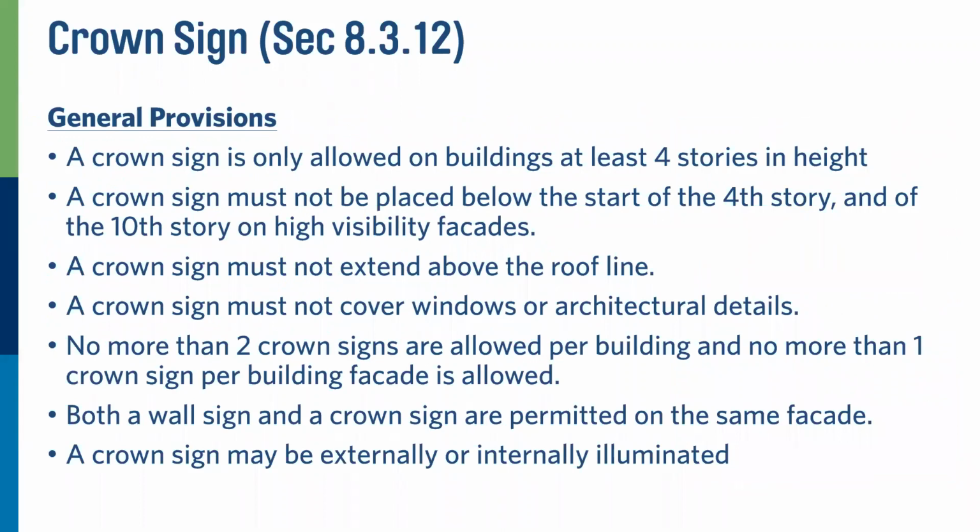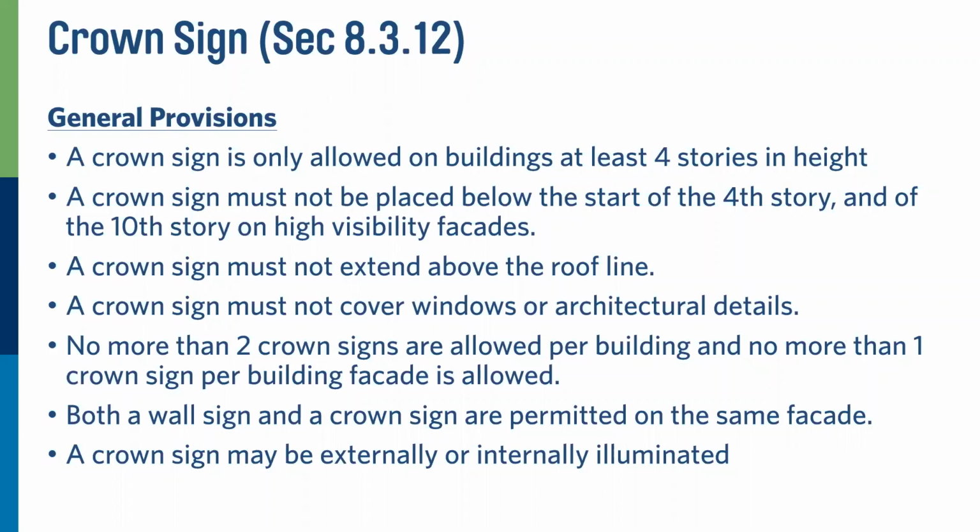So what is the crown sign at the general provisions? Well, for a crown sign, it's only allowed in buildings that are 4 stories in height. A crown sign must not be placed below the start of the 4th story, so it has to be high enough. The main reason for that is because we're allowing much larger signs, we don't want them low to the ground where everybody's going to see it right in their face. We're trying to keep things as unobtrusive as possible.